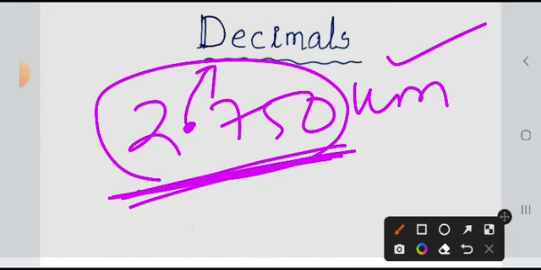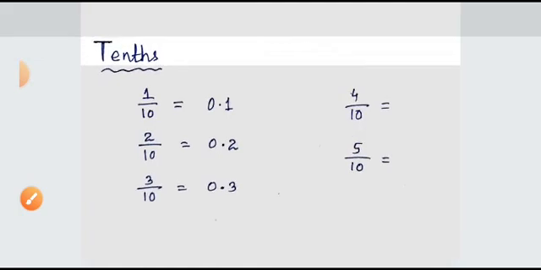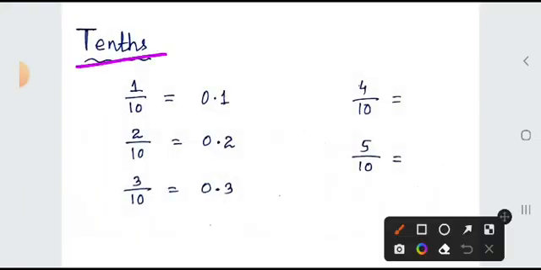So in this first video we will discuss what the place value of 7 is, what the place value of 5 is, what the place value of the next digit is, and what the place value of 2 is. This kind of place value we will discuss first. Let's first discuss the tenths place value.